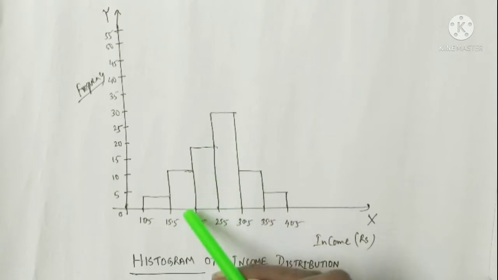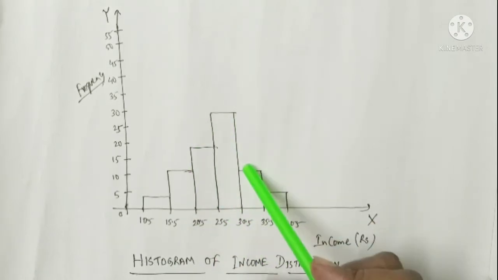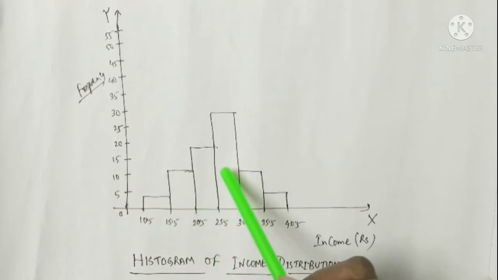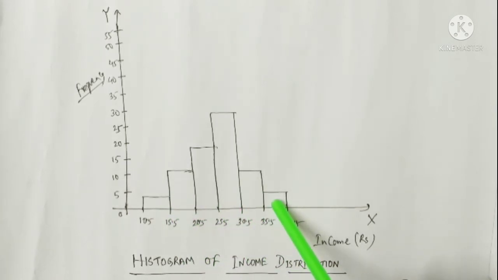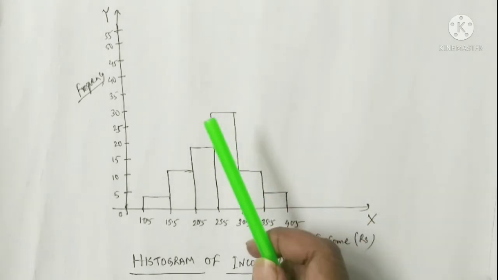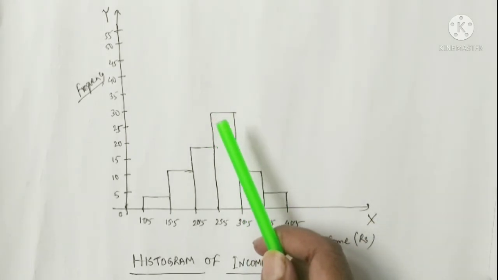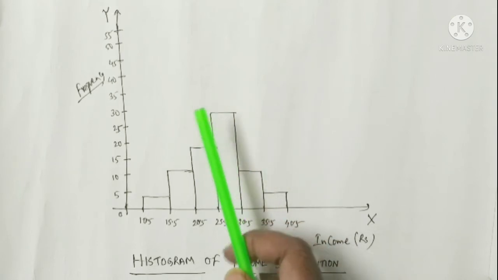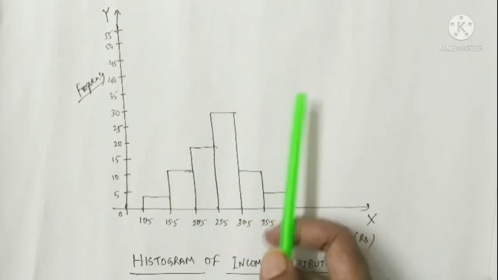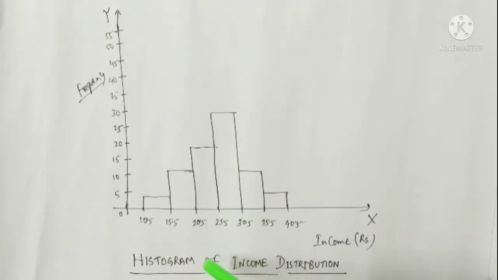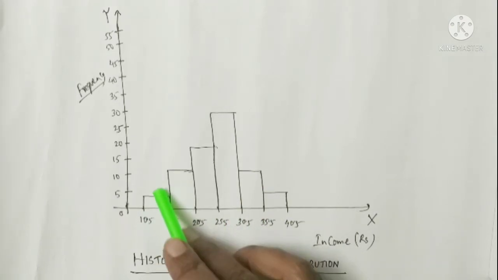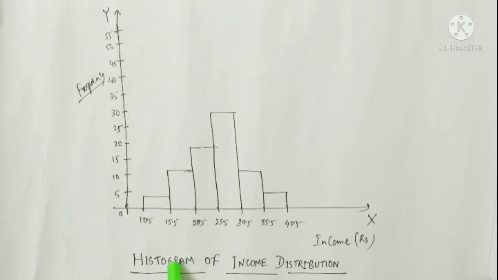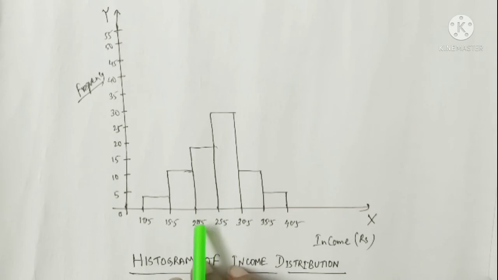This is the third bar, and then the fourth bar, fifth bar and sixth bar, a total of 6, because there are 6 classes: 11 to 15, 16 to 20, 21 to 25, 26 to 30, 31 to 35, 36 to 40. For these 6 classes we get these 6 bars, and these 6 bars are gapless. This figure is called a histogram, the histogram of income distribution, because the income frequency distribution was in our question, and from that question we drew the histogram.